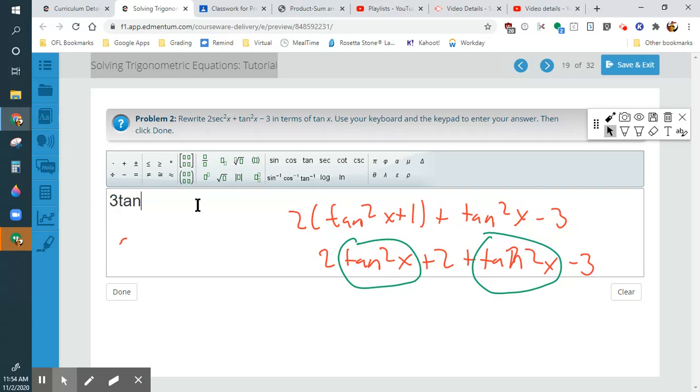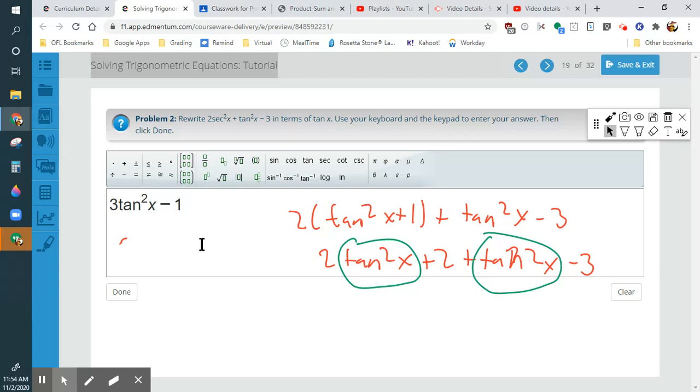3 tangent squared x. Control up for the squared command. This is a 2 minus 3, so that should be a plus 1. So if I did this right, oh wait, that's a negative 1. So this should be a minus 1.